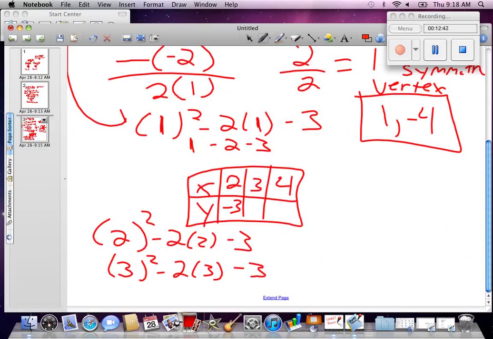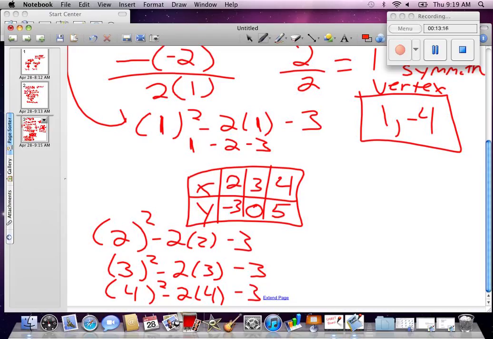Again, if you put that in your calculator, you'll get the right answer. 9 minus 6 is 3. 3 minus 3 is 0. And then 4 squared minus 2 times 4 minus 3. So that's 16 minus 8 is 8. 8 minus 3 is 5. Now, what are we going to do, Melissa? What do we do next? I found my table. What do I do next?